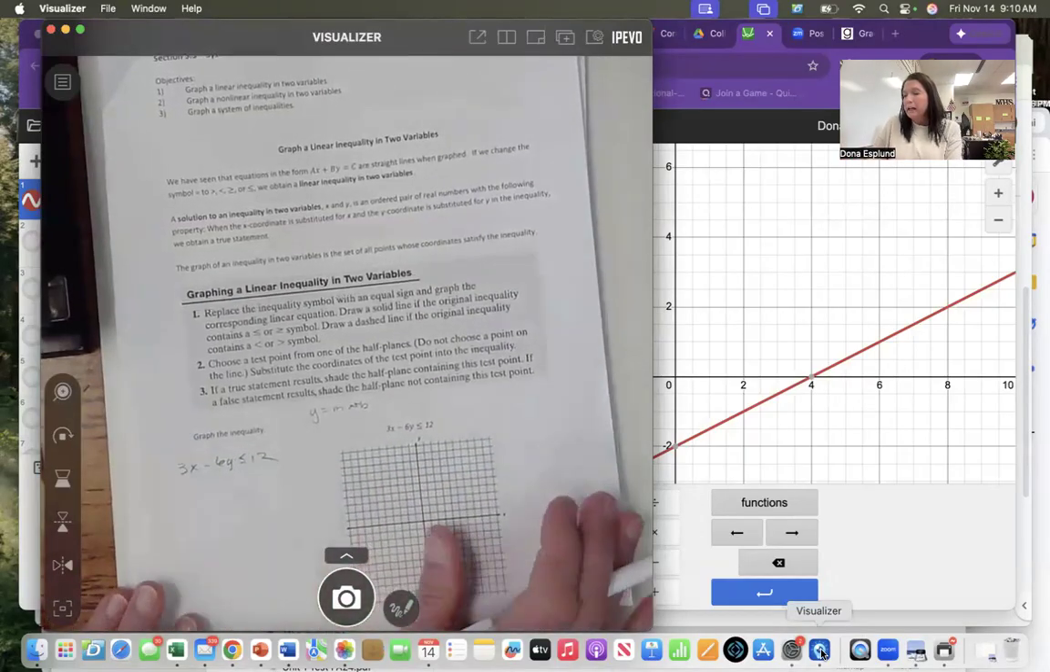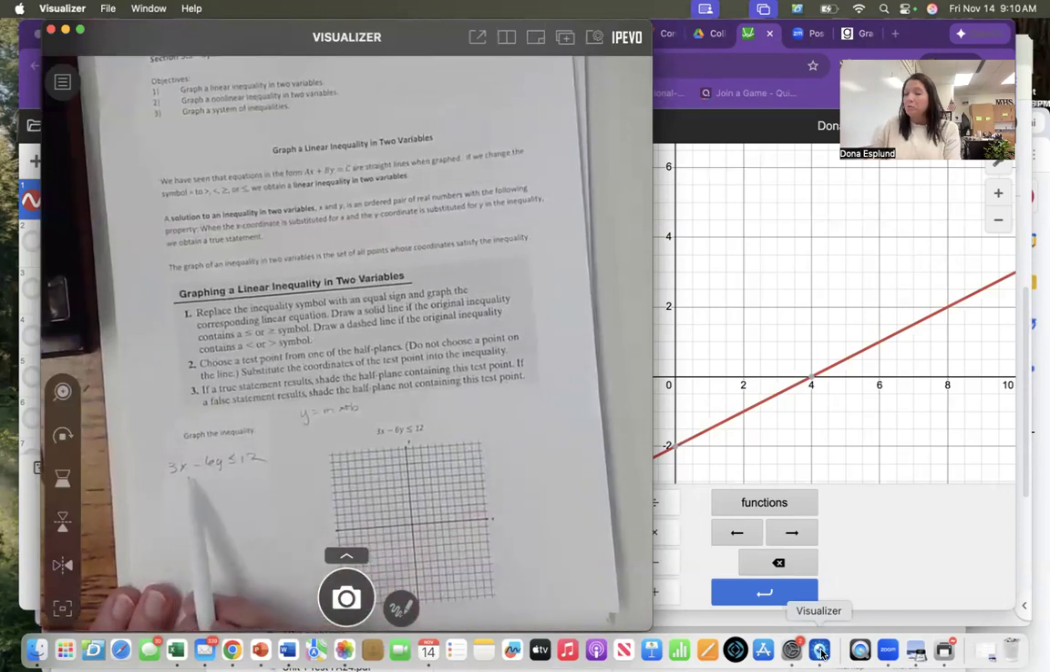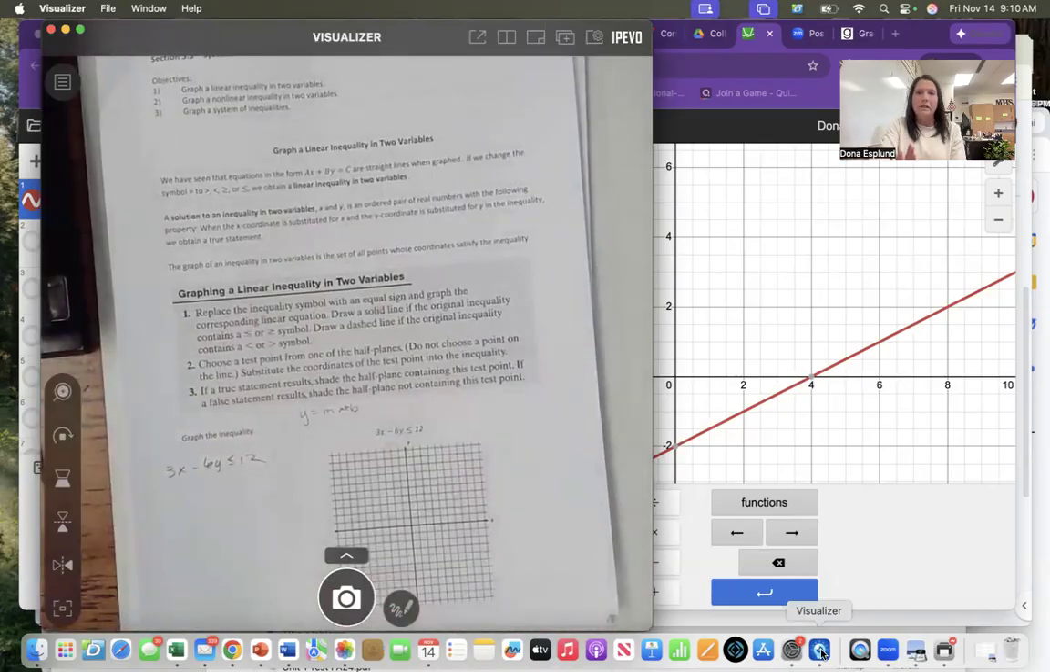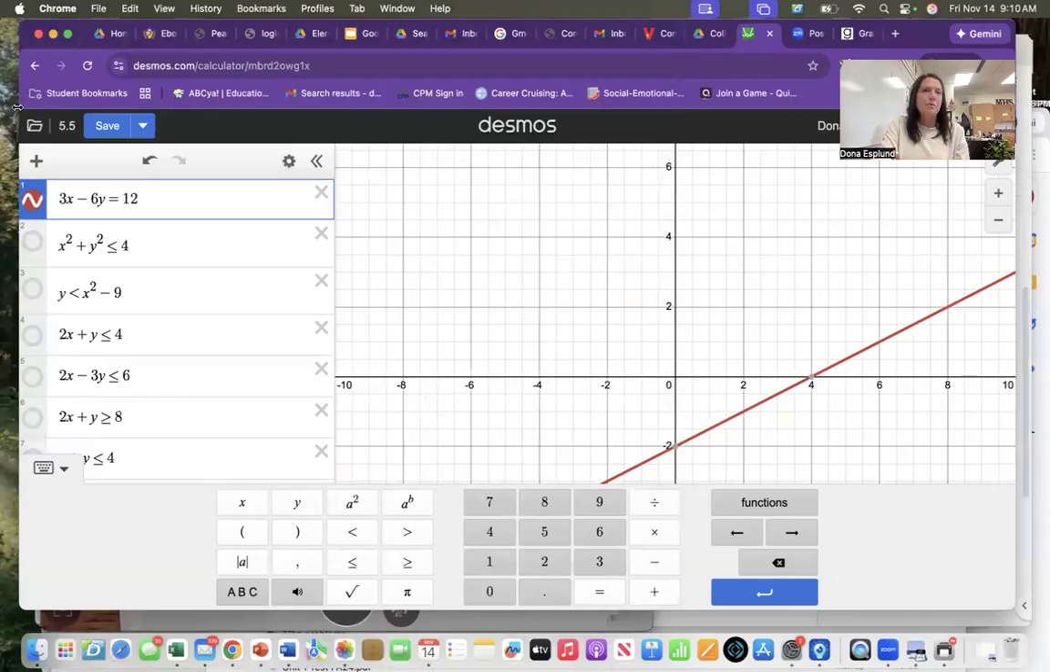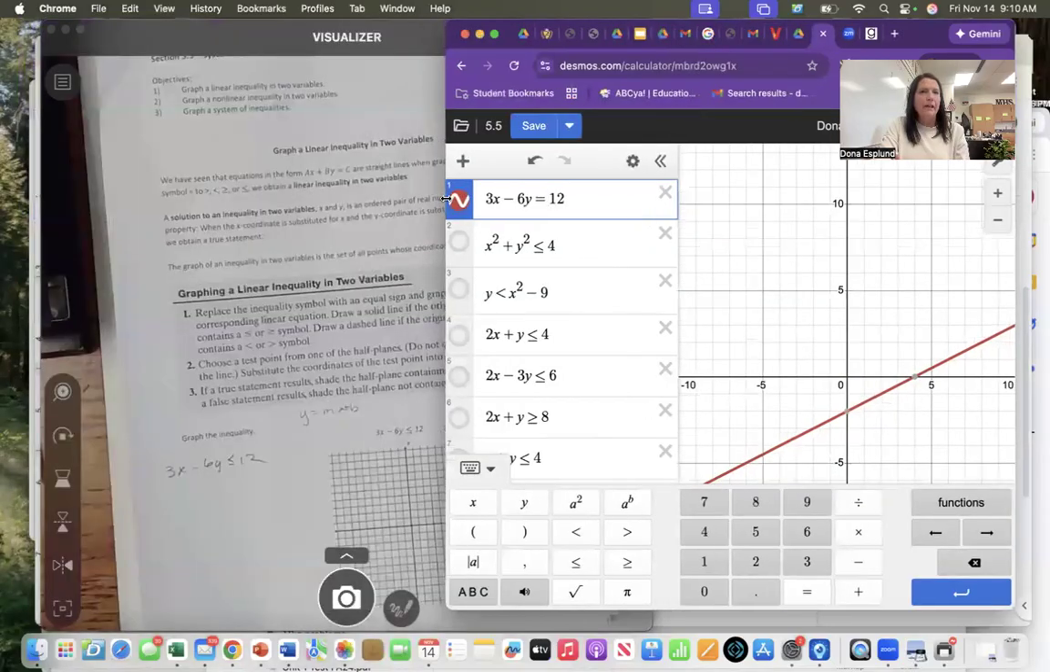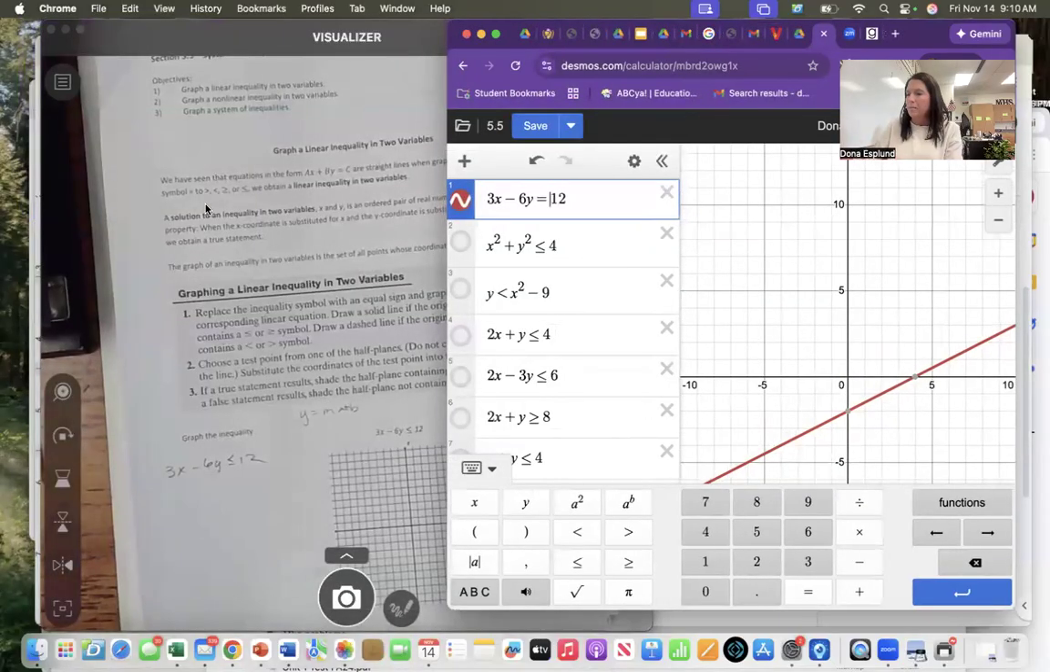But this one would be really easy to graph with my intercepts. I could let x equal 0 and then solve for y, and that's going to be -2. And then I could let y equal 0 and solve for x and get 4. Plot those points, and that's also going to give me those same points. So lots of things you can do to graph. You just have to remember what we've done before with graphing, and it works the same way.